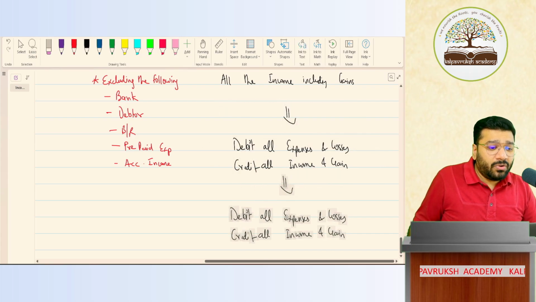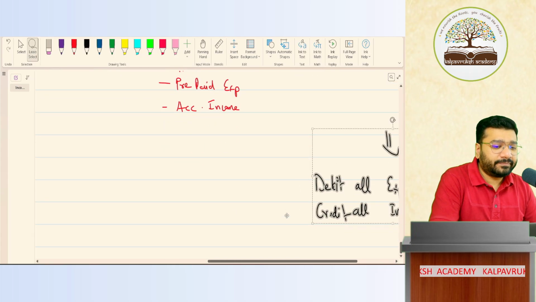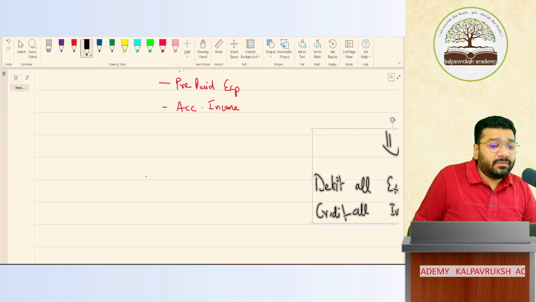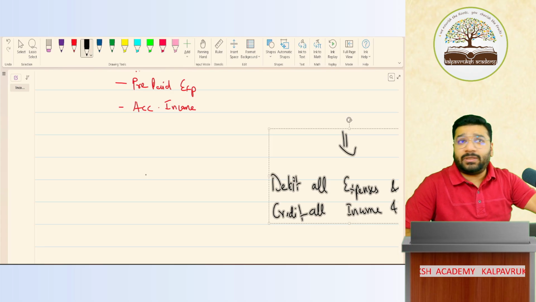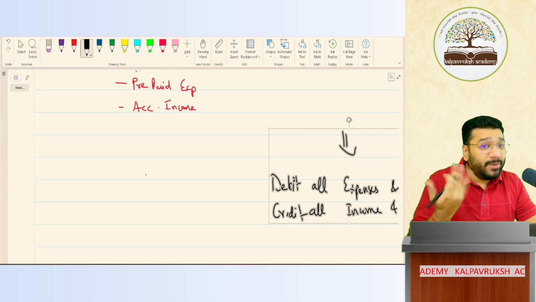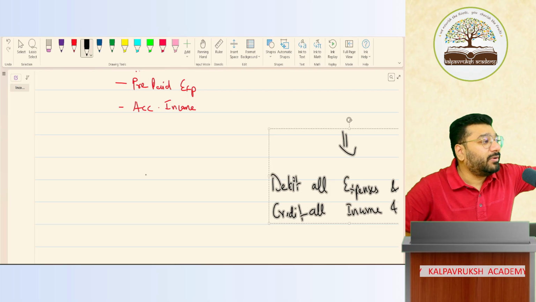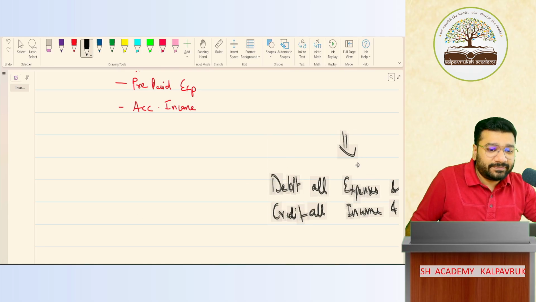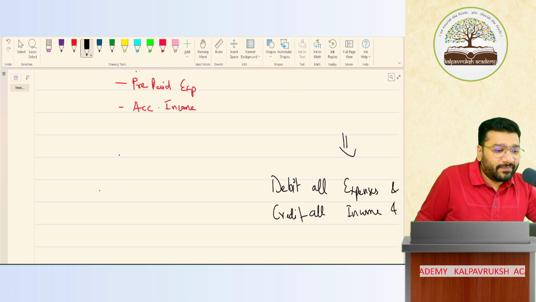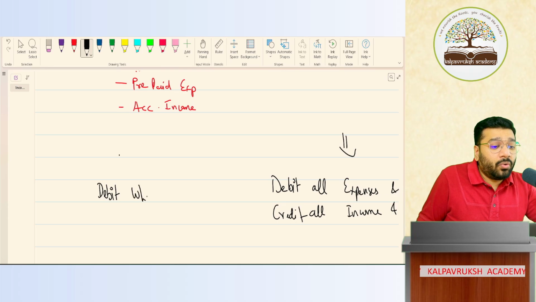So for such people, what is the rule? For real account, the rule is debit the receiver, credit the giver. Except Pratik, nobody gave me any other reaction. Pratik's like, what are you saying? The rule itself you changed. Everybody got convinced. What is the rule of real account? Debit what comes in, credit what goes out.